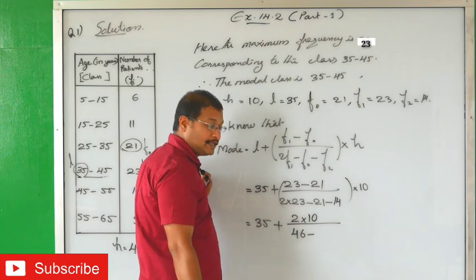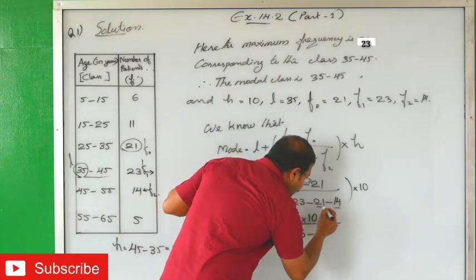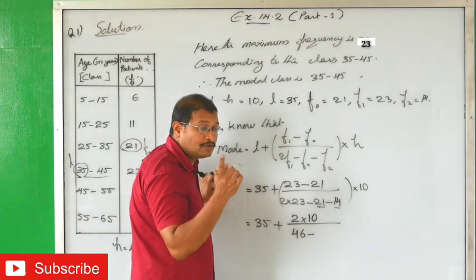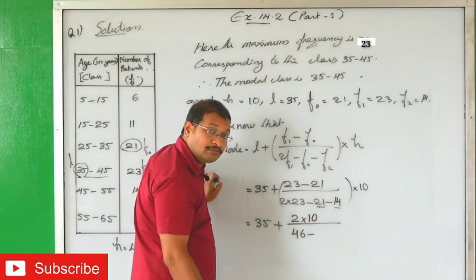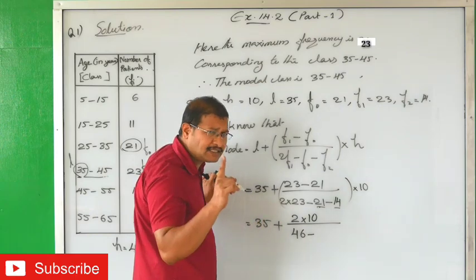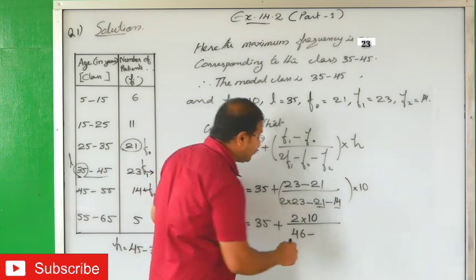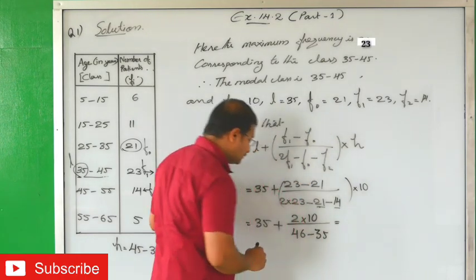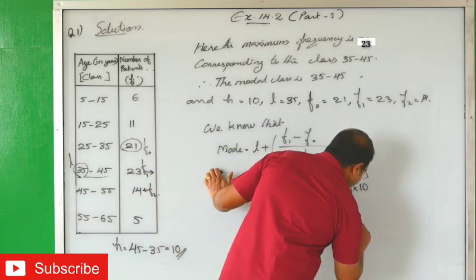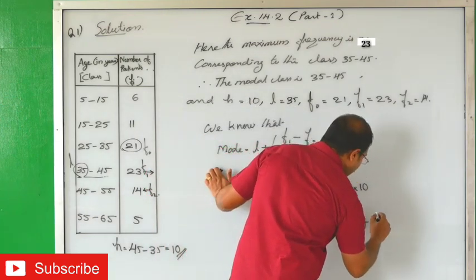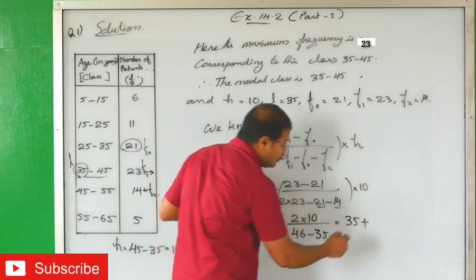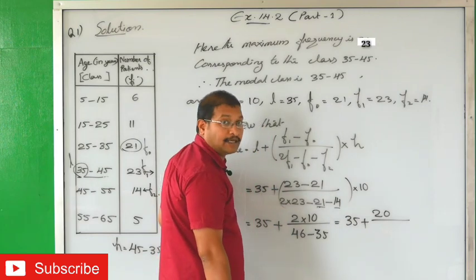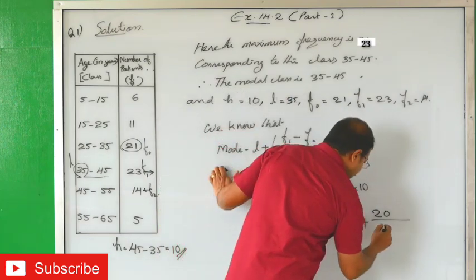46 minus. See, 21 and 14, both are negative numbers. So minus into minus, what will you do? Plus, that means 21 plus 14, how much will you get? 35. Ready? This equals 35 plus 2 into 10, 20, divided by 46 minus 35. How much will you get? 11, isn't it?